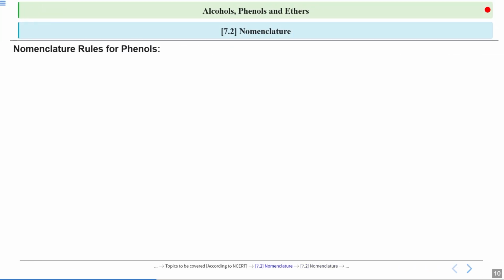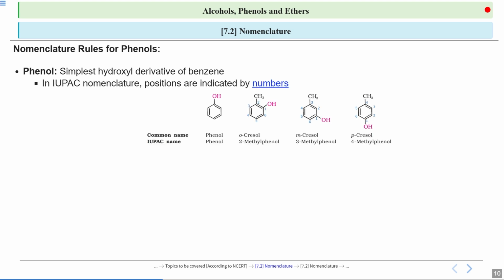Let's move to the nomenclature rules for phenol. What is phenol? Phenol is the simplest hydroxyl derivative of benzene. That is benzene over which an OH group is attached and not any other substituent. So you can say that the simplest hydroxyl derivative of benzene is phenol. In the IUPAC nomenclature, positions are indicated by numbers. You can understand this point by seeing the examples given.